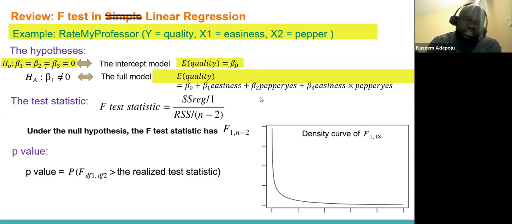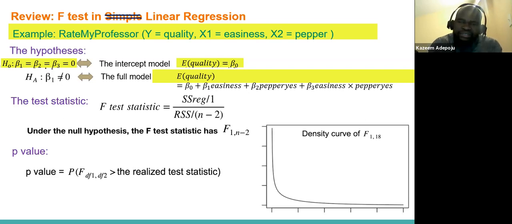Now let me explain each of these. The beta naught is the intercept. The beta 1 is the contribution of easiness to the model. The beta 2 is the contribution of the categorical predictor, and that was why I wrote pepper yes. Because when pepper yes is equal to 1, I'm referring to yes. When pepper yes is equal to 0, I'm referring to no.